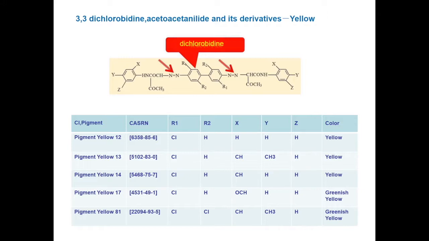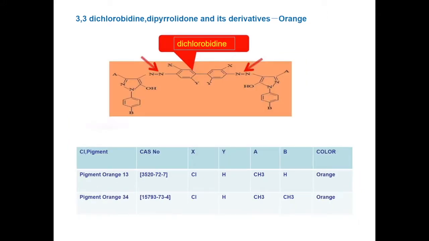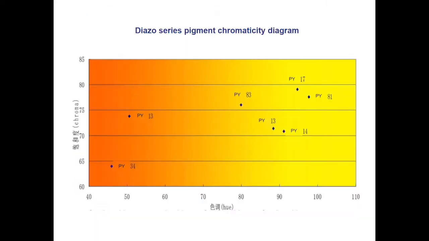First, the azo pigments. The azo pigments are pigments that contain two azo groups in the pigment's molecules. It is usually 3,3-dichlorobenzidine, the azo salt coupled with acetoacetanilide and its derivatives or pyrazolone and its derivatives, also called benzidine pigments. Its color range has strong greenish yellow pigments, Pigment Yellow 81, Pigment Yellow 17, and medium yellow, Pigment Yellow 14, Pigment Yellow 13, and red yellow pigments, Pigment Yellow 83, and Pigment Orange 13, Pigment Orange 34.